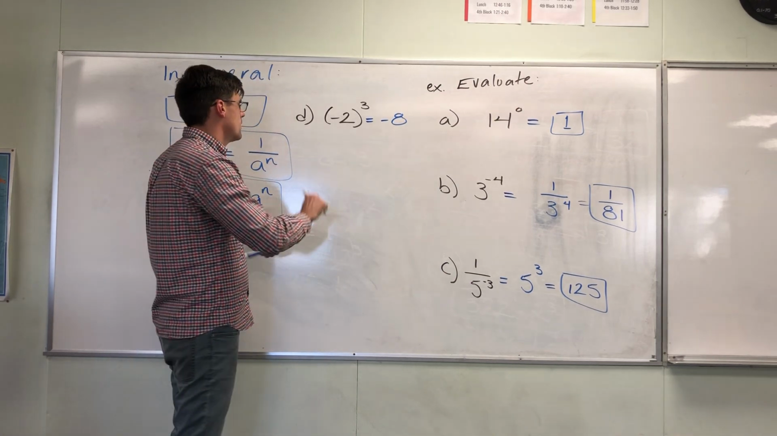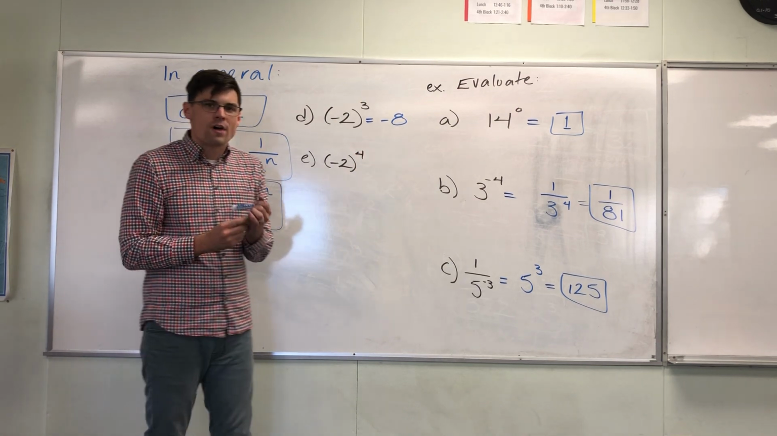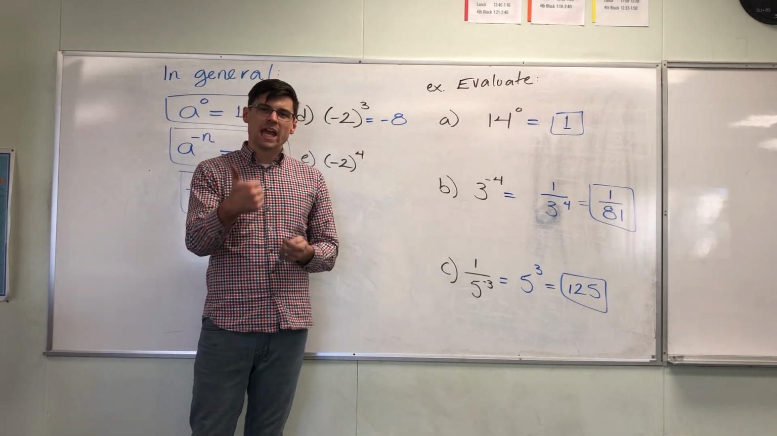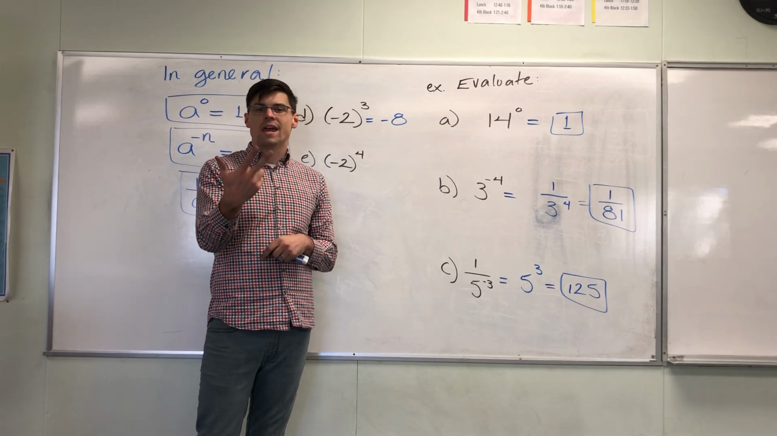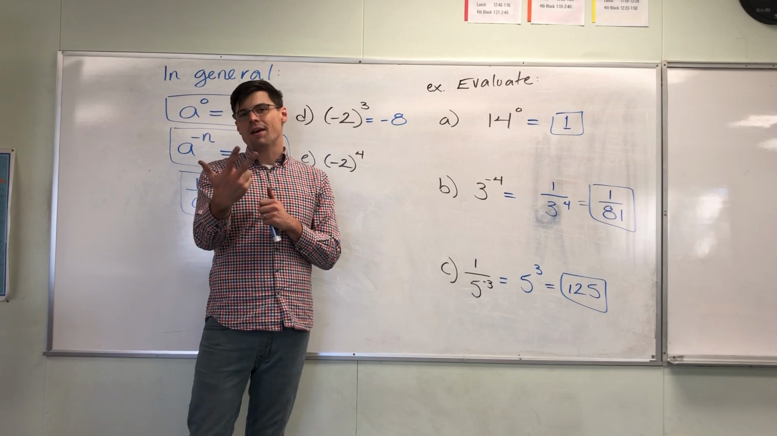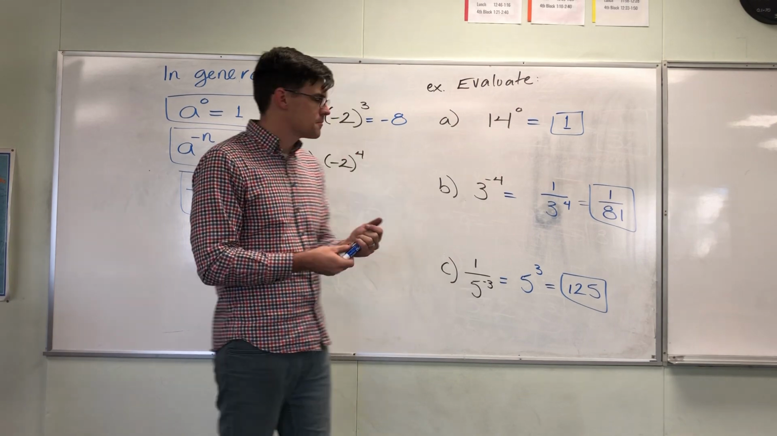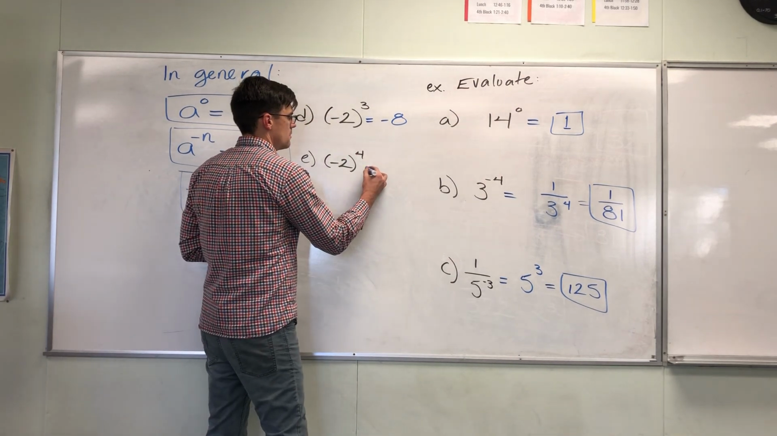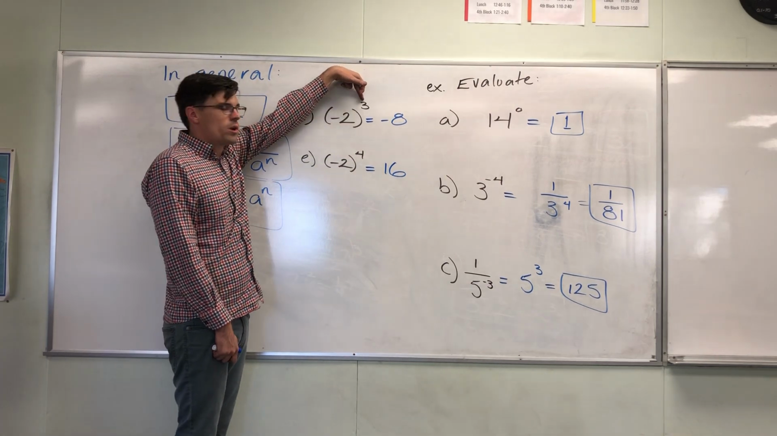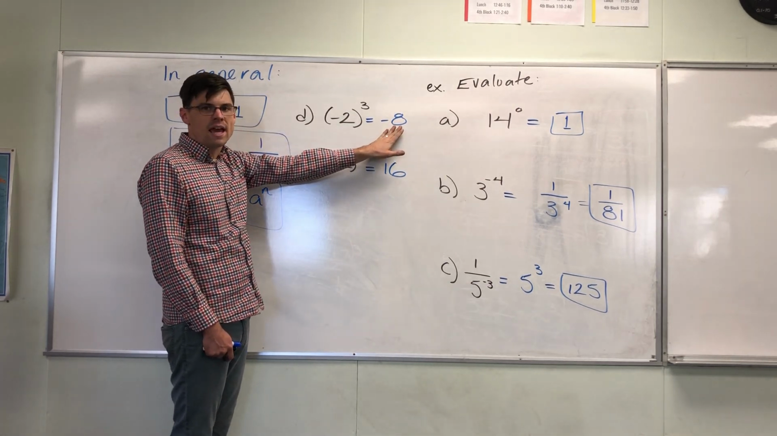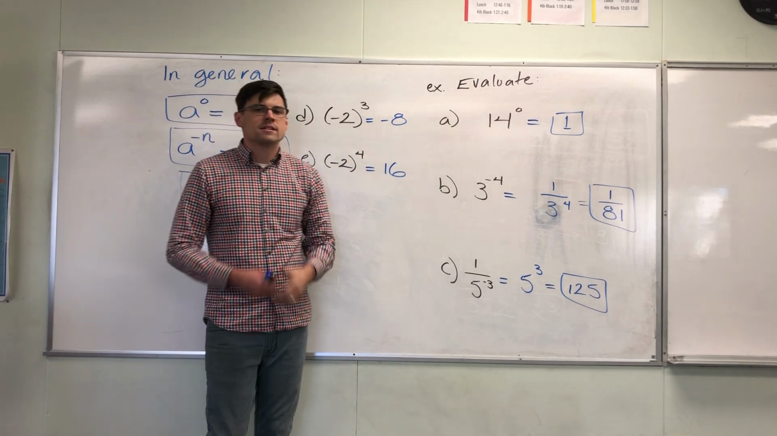However, if I did negative 2 to the power of 4, I'm going to have a positive number. Because negative 2 times negative 2 is positive 4. 4 times negative 2 is negative 8. But then if I take negative 8 and multiply it by another negative 2, I'll get positive 16. So we see here that if it's a negative number raised to an odd power, the answer is negative. If it's a negative number raised to an even power, then the answer is positive.